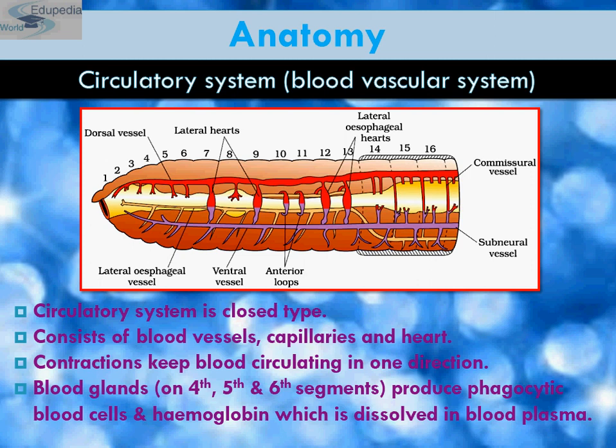Now, as I have told you, the circulatory system is closed type, and it consists of blood vessels, capillaries, and heart. And blood glands are present on the 4th, 5th, and 6th segments, which produce phagocytic blood cells and hemoglobin, which is dissolved in blood plasma.